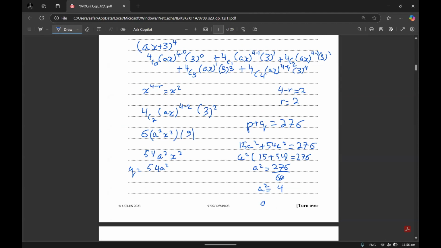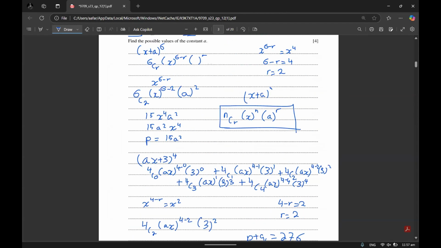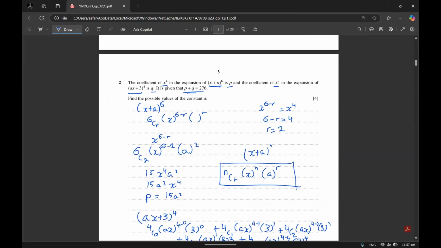And hence you get a is basically plus minus 2. So it can either be 2 or it can be negative 2. And this is sufficient. Hopefully the question is understood now.